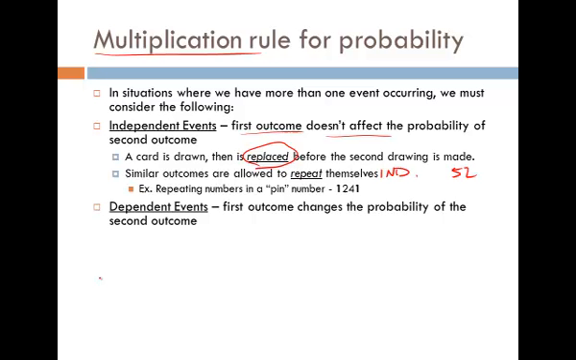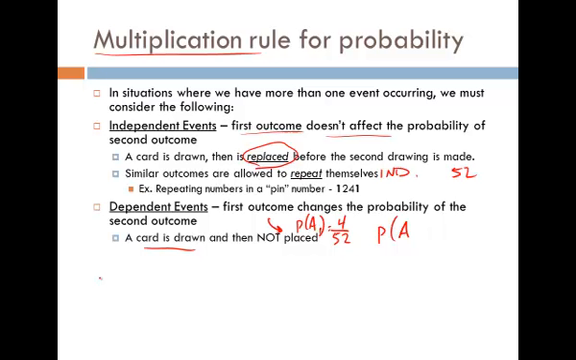Dependent events, as you can imagine, are not independent. So the probability of the first outcome affects the probability of the second one. Now, what if we draw a card and then we don't replace it? How many cards are left in the deck? Remember, there originally were 52. So let's say the probability of selecting an ace is 4 out of 52. That's the probability of selecting an ace.